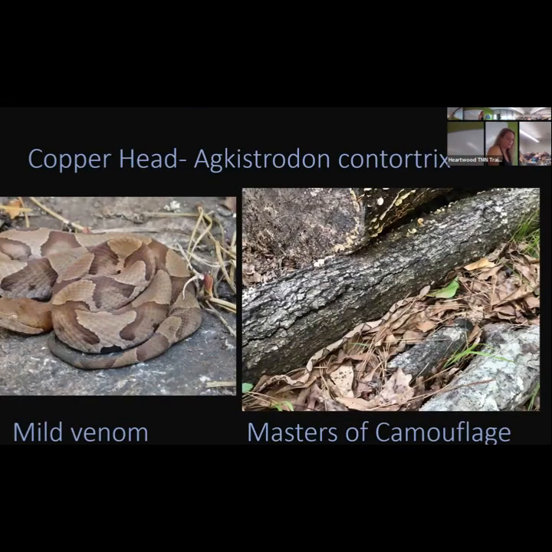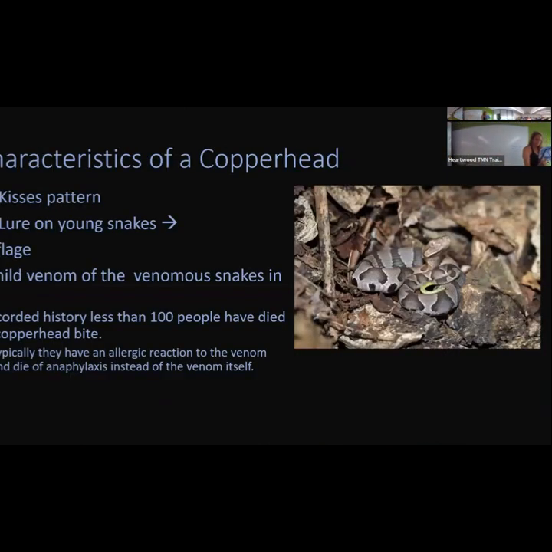Right now? Okay, copperheads. Again, mild venom, super mild. Look at these little Hershey kisses right here. Pretty, kind of stands out to you a little bit, not really, but masters of camouflage. We talked about the cottonmouth; the copperhead has the mildest venom of our venomous snakes in Texas. In recorded history, less than 100 people have died from copperhead bites. Less than 100. And it's usually due to anaphylactic shock, them being allergic to the venom, not the venom's effects on them.